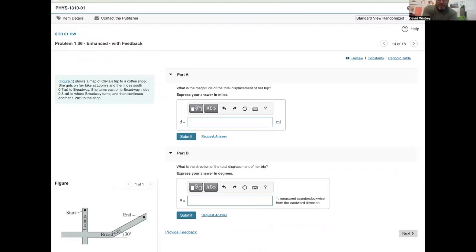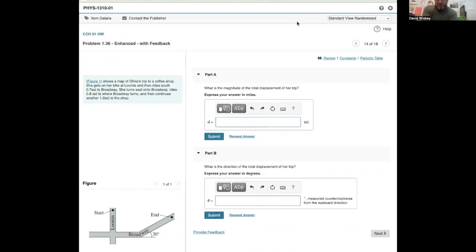Okay, but let's take a look here at problem 136. I think it's a good problem. We're going to be using vectors to solve this one. Okay, and so this is a good example of our vectors here. So we've got the first part A here where we want to find the magnitude of our vector, and then we've got B where we want to find the direction of our vector.